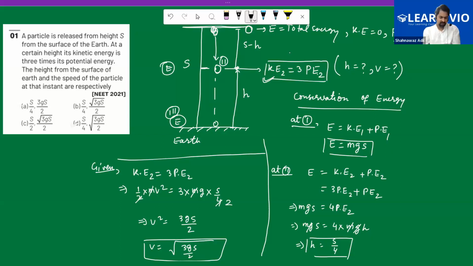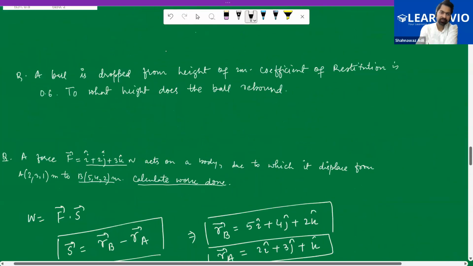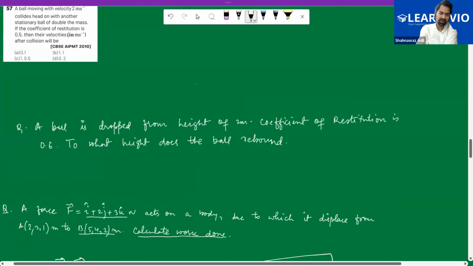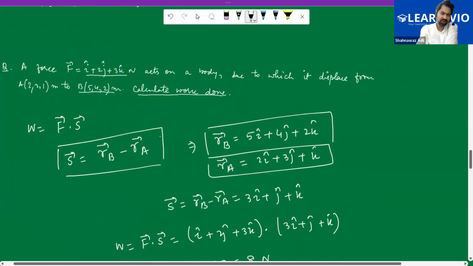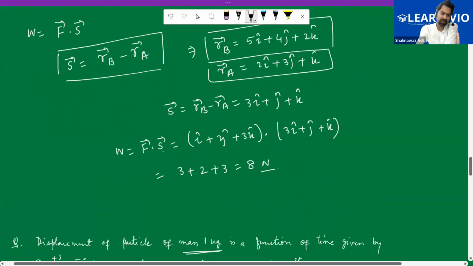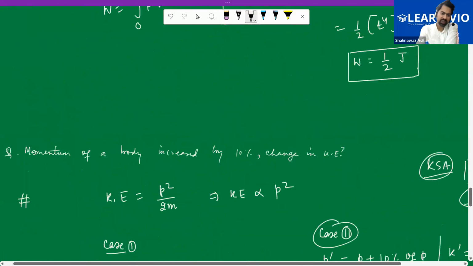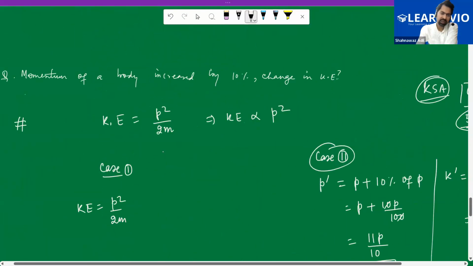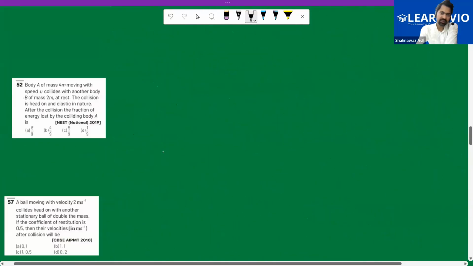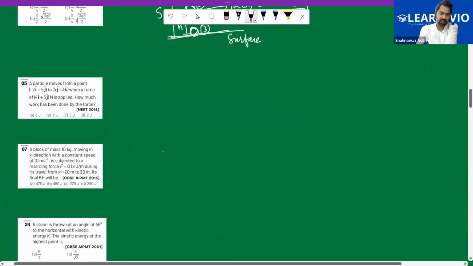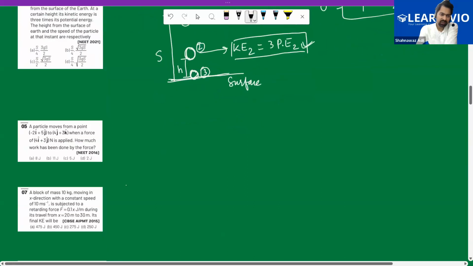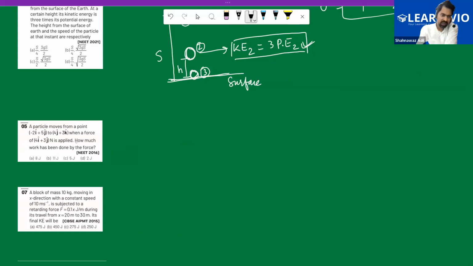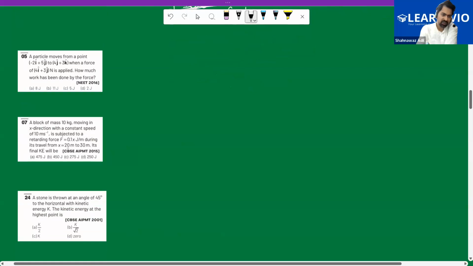Okay, so now let us do the next question, right? We have done these kind of questions, right? Work done from uniform force, from parametric force, and then we have also done work and moment replication. So now let us do this question. A particle moves from a point to this when a force is applied, how much work has been done by the force? This thing we have done.